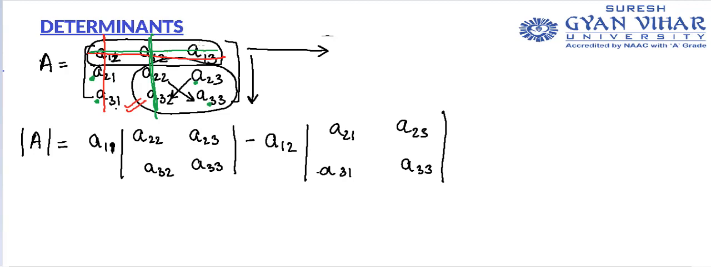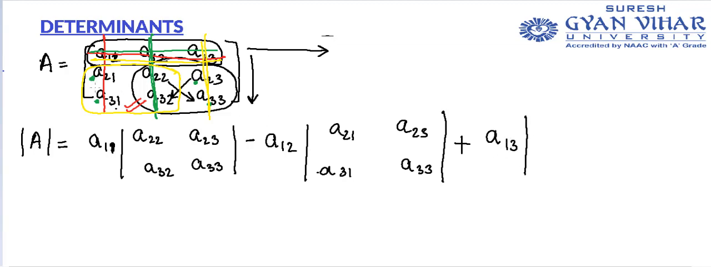Now for the third one, this is the last element. The row is the same for all three, and this is going to be a column. So this will form your square matrix for the third element. The second most important thing is you have to keep this one positive and this one negative. So it would be A13.